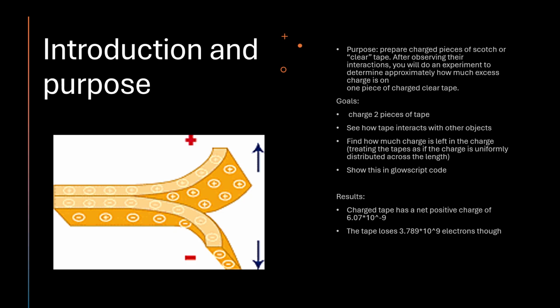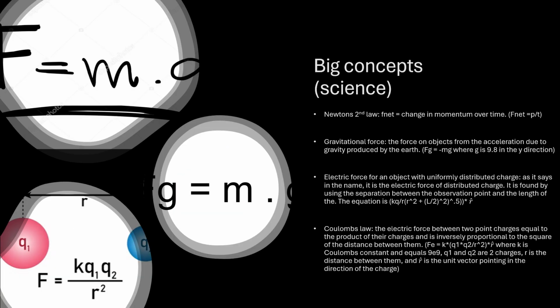What are we going to try to do? We're first going to charge two tapes and watch them attract or repel. Second, we're going to see how they react to other objects, like your hand or your pen. Third, we're going to figure out how much charge is on the tape, and we'll show this in the GlowScript. So there are four big concepts.